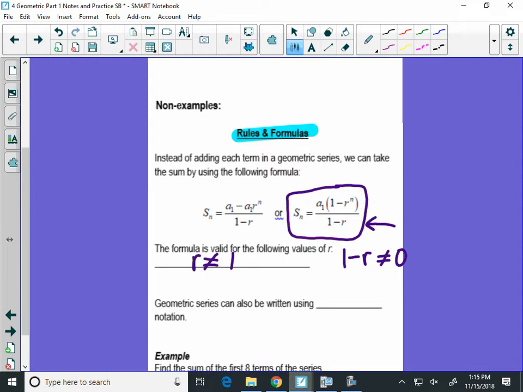But that doesn't happen that often. That would be you're multiplying by 1 over and over, which would make your sequence something like 4, 4, 4, 4, on and on. That would be a common ratio of 1. Okay, geometric series can also be written using something called sigma notation.